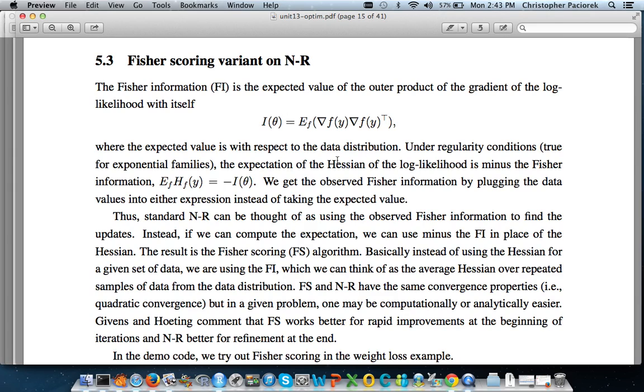Under what we call regularity conditions, which are conditions on the structure of the model, and this is true for any exponential family like normal, Poisson, and binomial distributions, a lot of standard distributions, this information matrix can also be written as the negative, I'm just moving the negative over here, of the expected value of the Hessian, the matrix of second derivatives. So under these regularity conditions, this thing is the same as this thing except with a minus sign there.